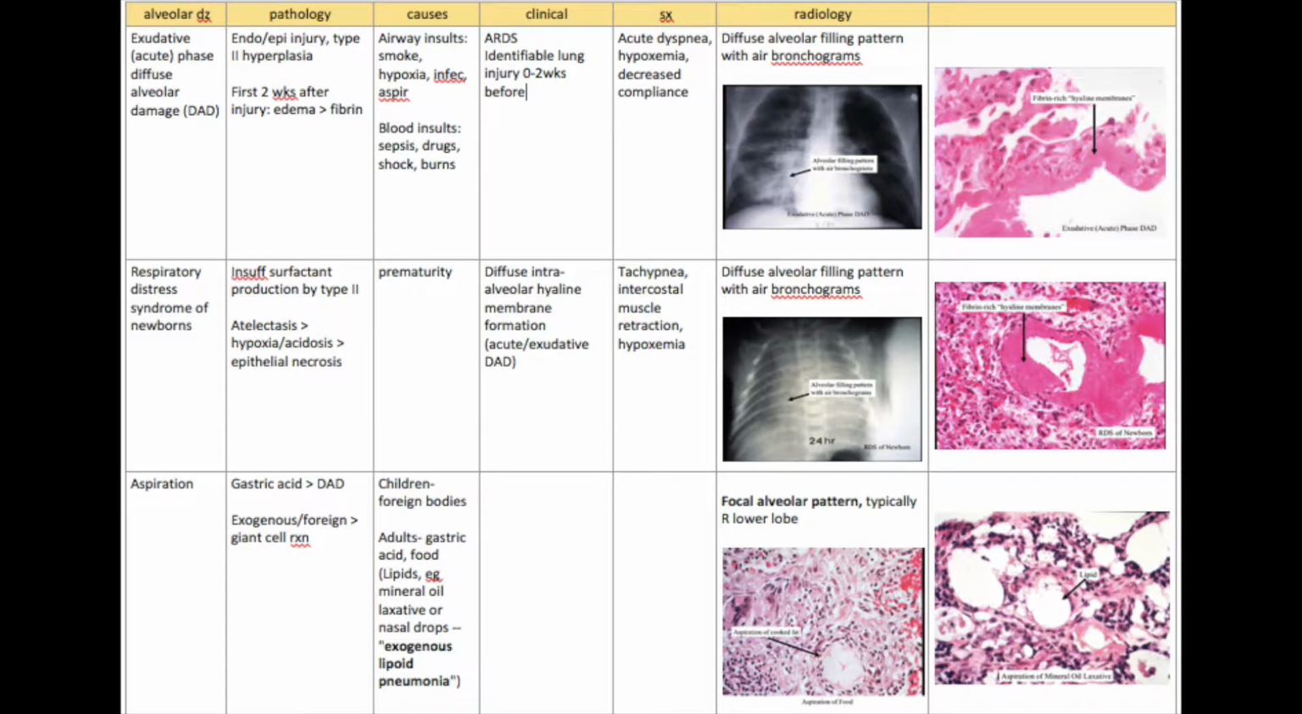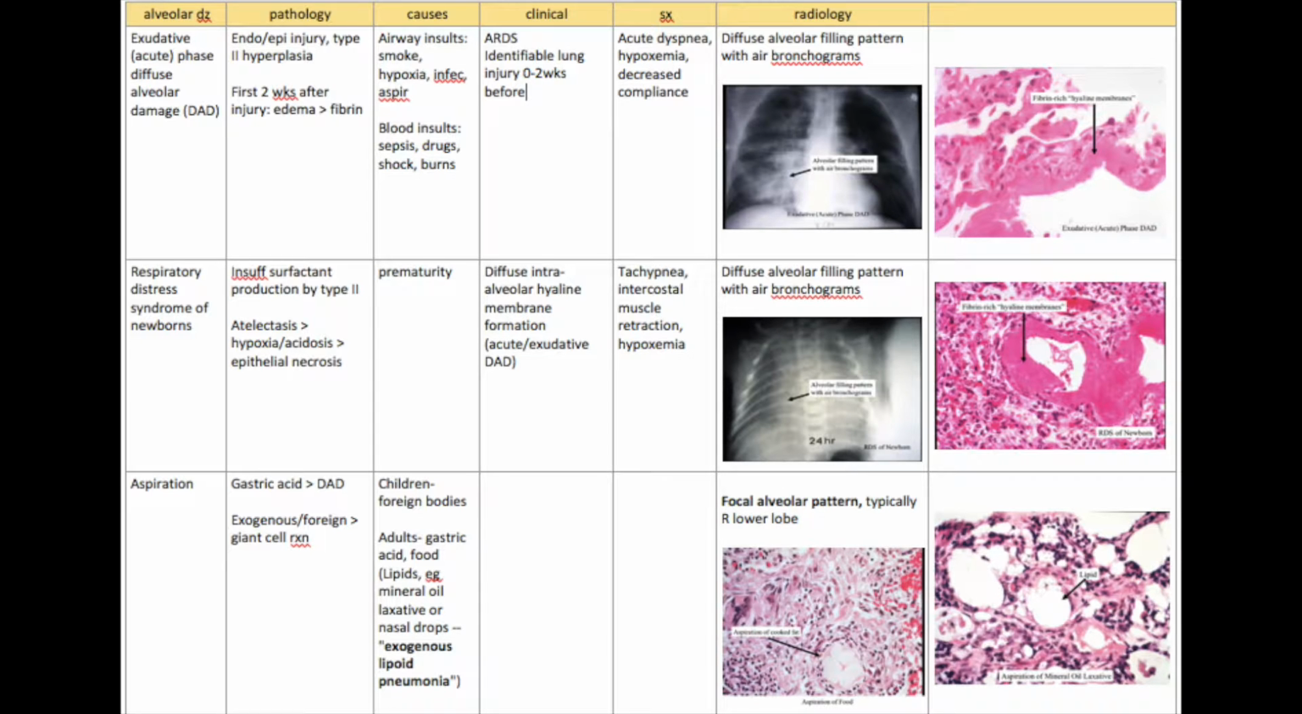to keep them open. As soon as you breathe out, the alveoli collapse, and to make them inflate again, that's just super hard work on the child, and the work of breathing has sufficiently increased because there is insufficient surfactant in the alveoli. So because of the hypoxia and acidosis, you're going to see epithelial necrosis as well. So clinically, you're just going to see diffuse intraalveolar hyaline membrane formation.